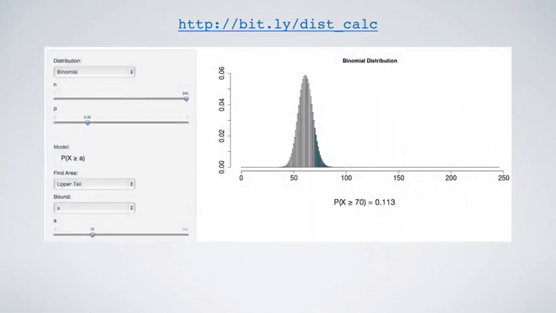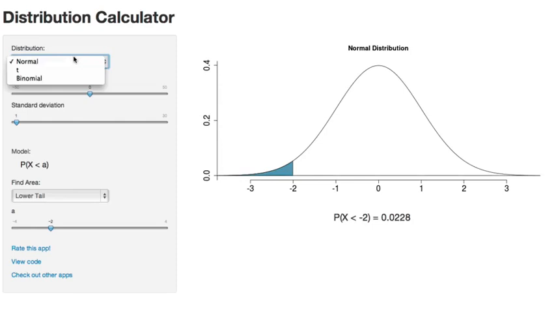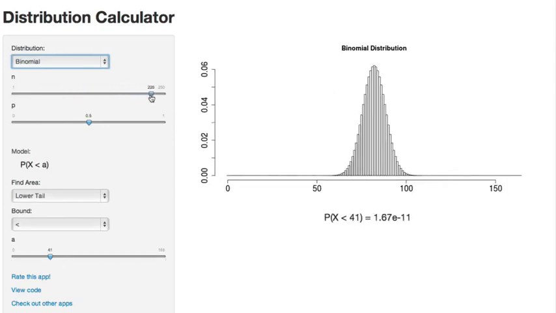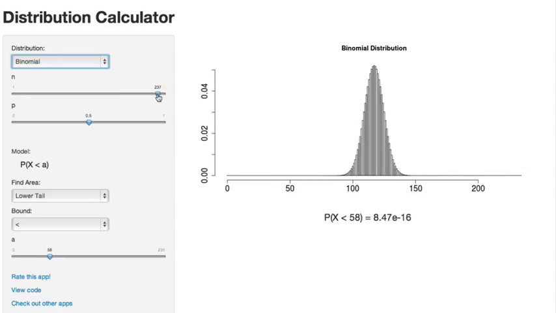One other method for calculating binomial probabilities is using an applet. So let's go to this website where the applet can be found, and let's take a look to see how we can calculate this probability. We're working with the binomial distribution, so that's the distribution that we're going to pick. Our number of trials, or number of friends here, is 245. So we're going to slide n across to 245.